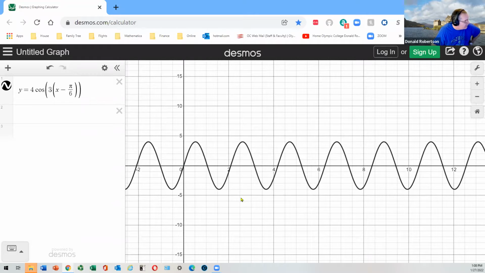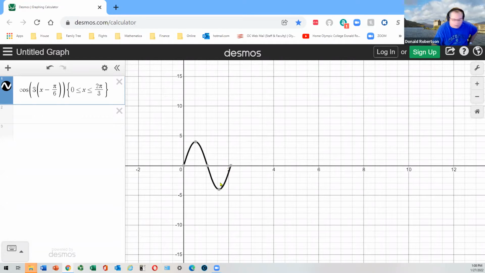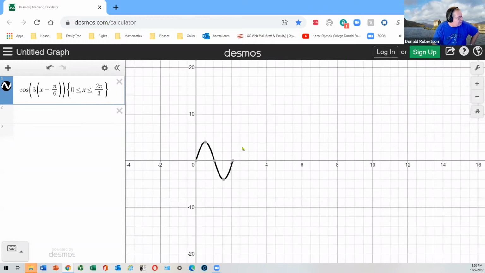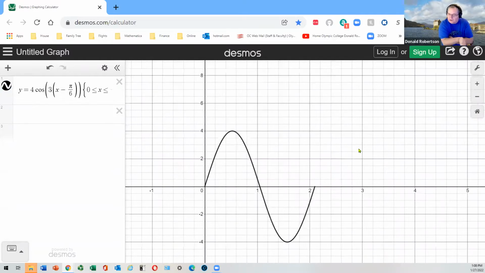Here's a little trick. If you only want to see, say, one cycle of the thing, what's the period here? 2/3 pi. If you go to the end here, do a curly bracket, do 0 less than or equal to x, less than or equal to, the period was 2/3 pi, so there's 2 pi divided by 3. And then if you finish with a curly bracket, do you see it will only draw you one cycle worth? And then you can stretch it or do what you like. Yeah, that's probably an easier way to look at it, because then there's only one picture.